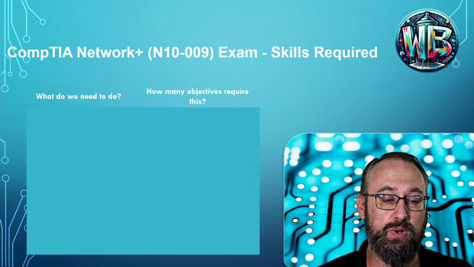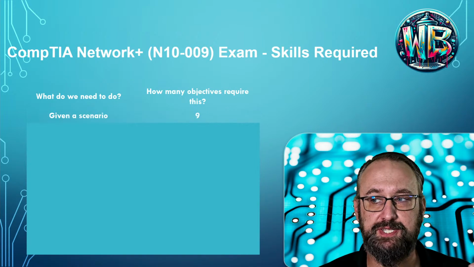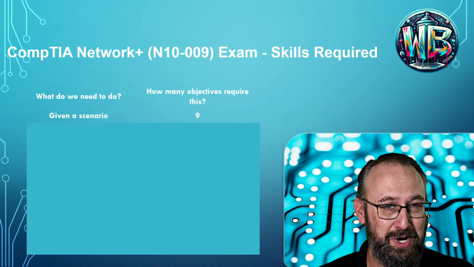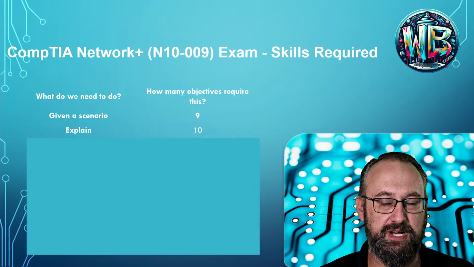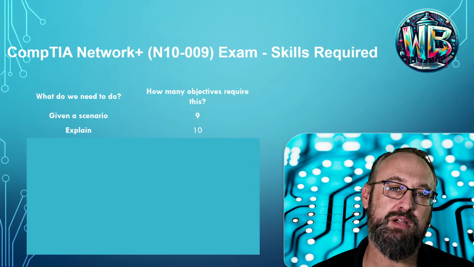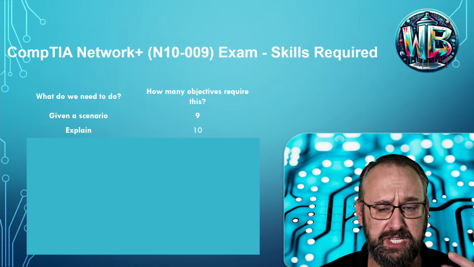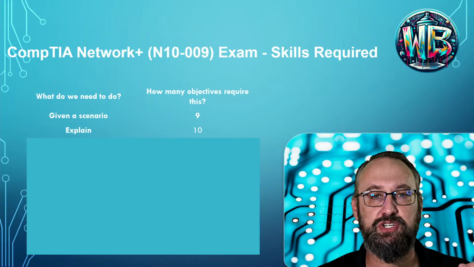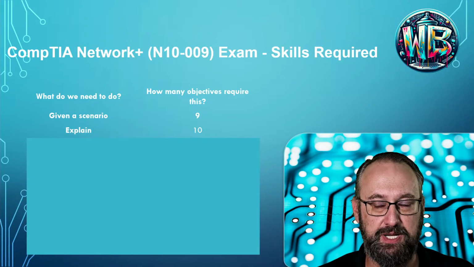Well, here, when we look at our breakdown of Network Plus, it's kind of surprising. Now, don't let this catch you off guard, right? Because it's 9 times that we see given a scenario. But now let's start to talk about, like we do, what is it that I need to do? Given a scenario, do what? And then how many times does that actually show up on the exam? That's going to be important.